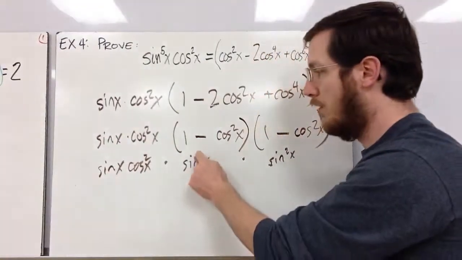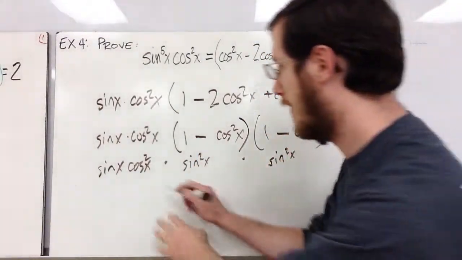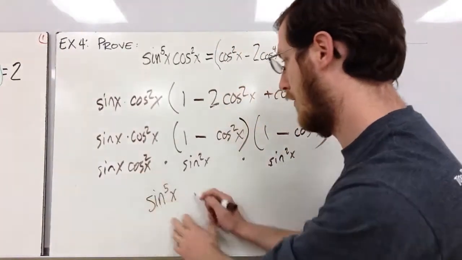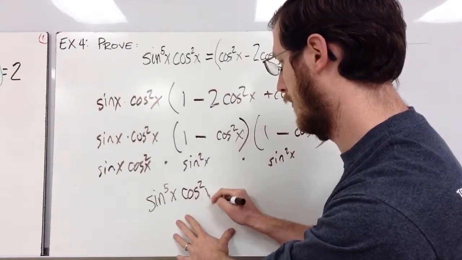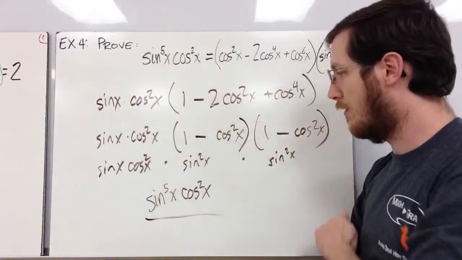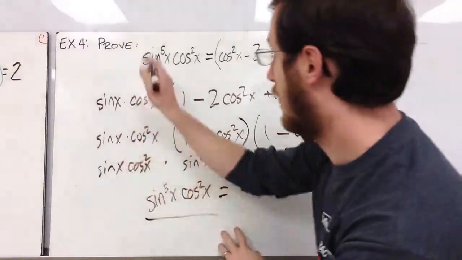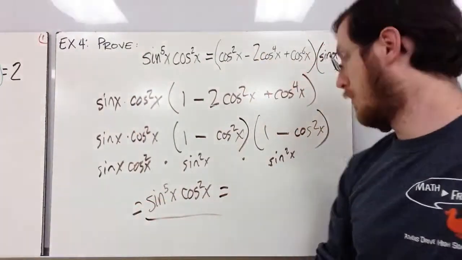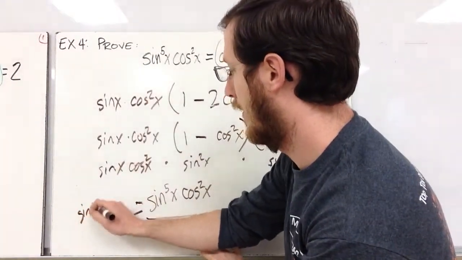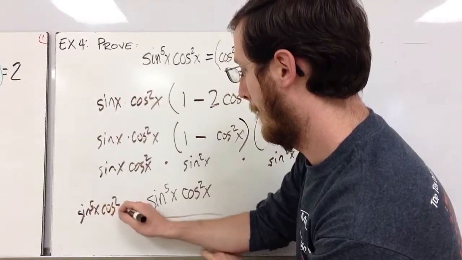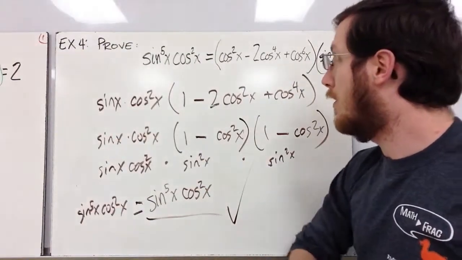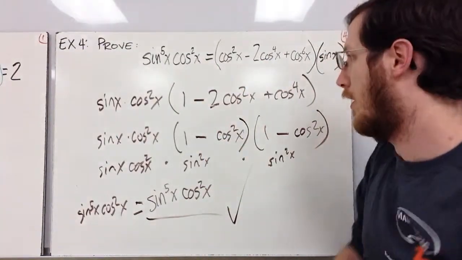Okay, we've got a product of all these, so let's group all of our sines together. We've got 1, 2, 3, 4, 5 factors of sine. So we've got sine to the 5th of x. We've got 2 factors of cosine of x. Okay, that's exactly what we were asked to prove that this is equal to. So that is equal to the same thing. Okay, again, you're not done until you have manipulated one side of the equation to make it look like the other.